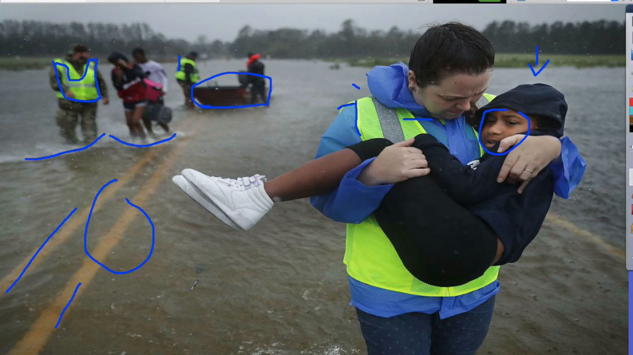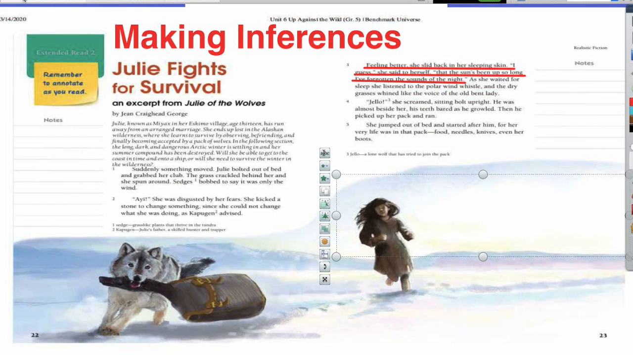We're going to look at Julie fights for survival, what we read in the past two lessons, and we're going to make some inferences. So inferences, again, are things we come to through reasoning and evidence. So when we're reading, that evidence is often going to be in the form of pictures or in the form of words. And I've gone through this story that we've already read about Julie's fight for survival and made some inferences that we could make together.